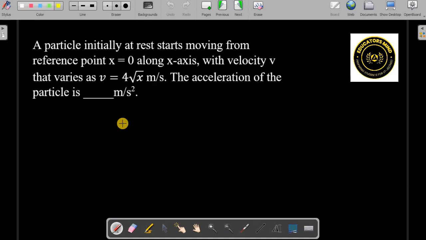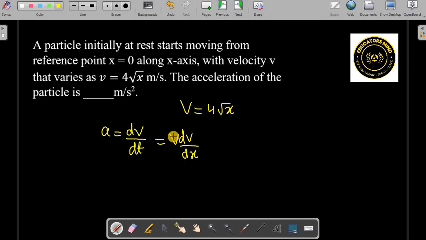Okay, next question. A particle initially at rest starts moving from reference point x is equal to 0 along x-axis. Velocity is given as a function of x, right? Acceleration. So we know acceleration can be dv by dt, or it can be v dv by dx. So here we should use v dv by dx. Why? Because v is a function of x. Okay. So let's do that differentiation.